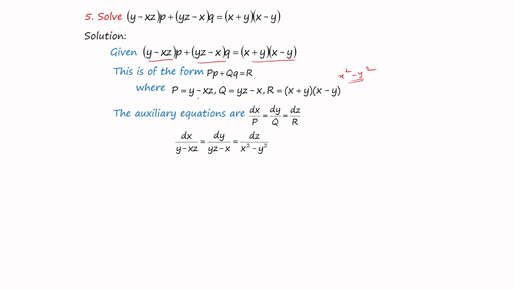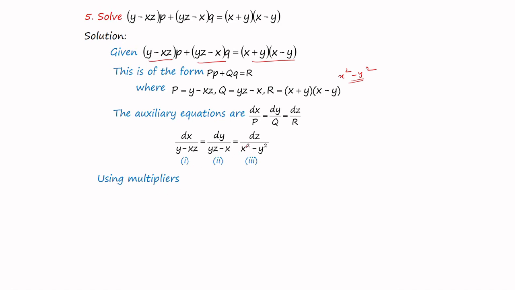So dx by (y minus xz) is equal to dy by (yz minus x) is equal to dz by, this term can be written as x squared minus y squared. Here also grouping is not possible. None of the terms get cancelled when you group. The only possibility is that you have to go for multipliers. We will check. Okay, using the multipliers, here first you have to use the multipliers.